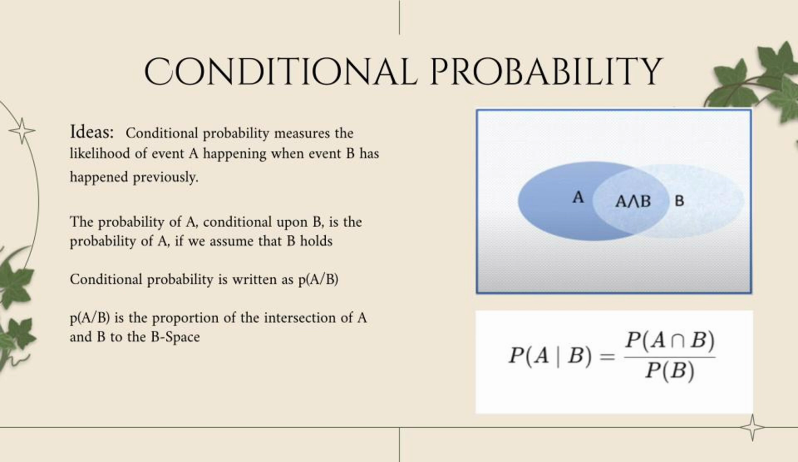Finally, we reach the conditional probability formula. Remember, P(A|B) stands for conditional probability. The conditional probability is equal to the probability of A and B over the probability of B. This will give us the probability of A assuming that B holds.